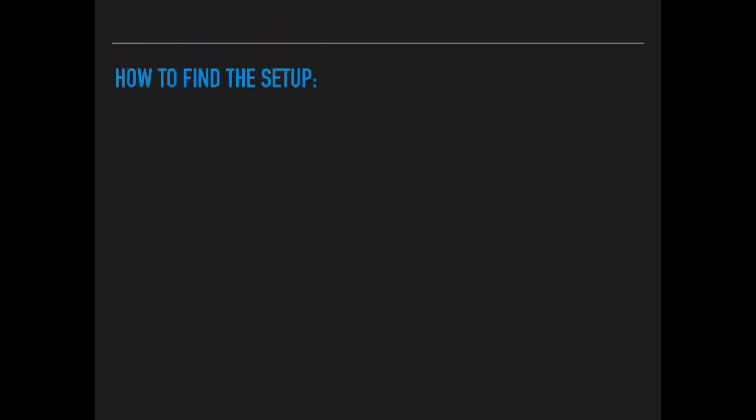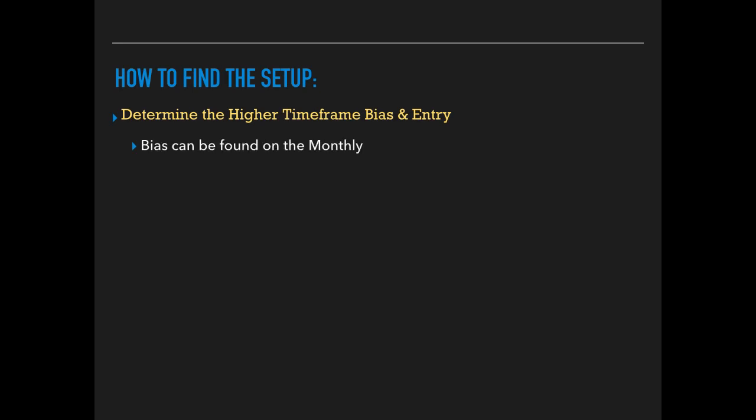All right, so first, what you want to know is how to find the setup, right? What to look for. We need to go to the higher time frame, determine the higher time frame bias, and then your entry. Now the bias can be found on the monthly, the weekly, or the daily chart, depending on how long you expect to hold the trade. It could be position trader, long-term trader, swing trader. That's going to depend on whether you're looking at the monthly, weekly, or the daily for the bias.